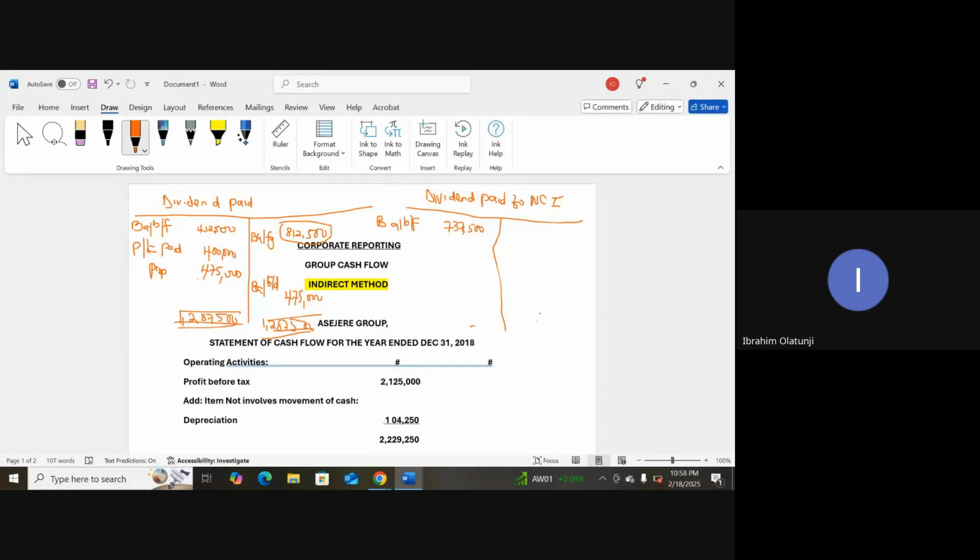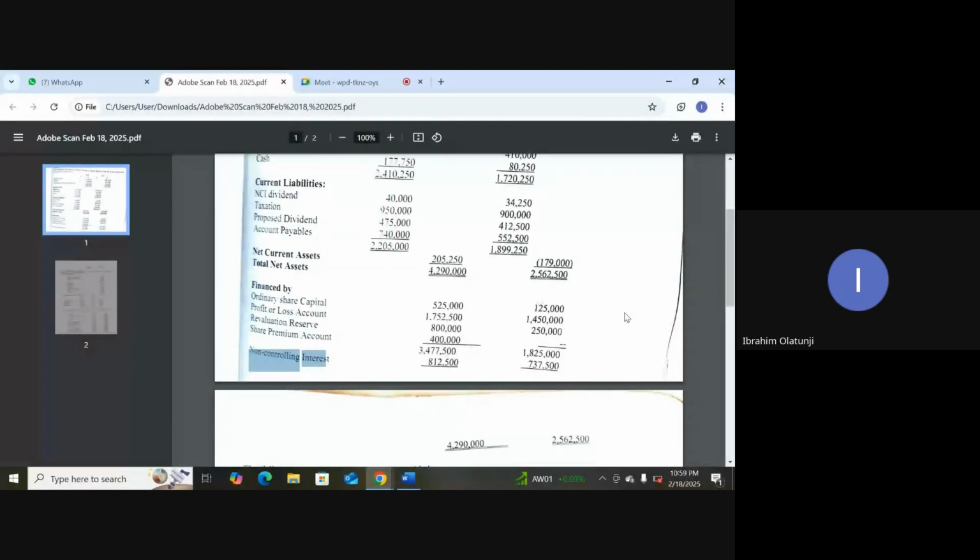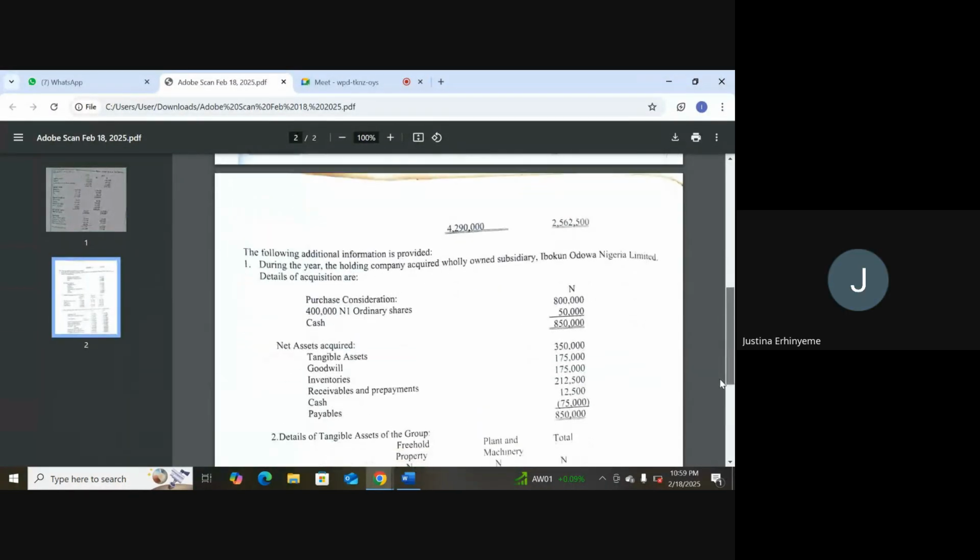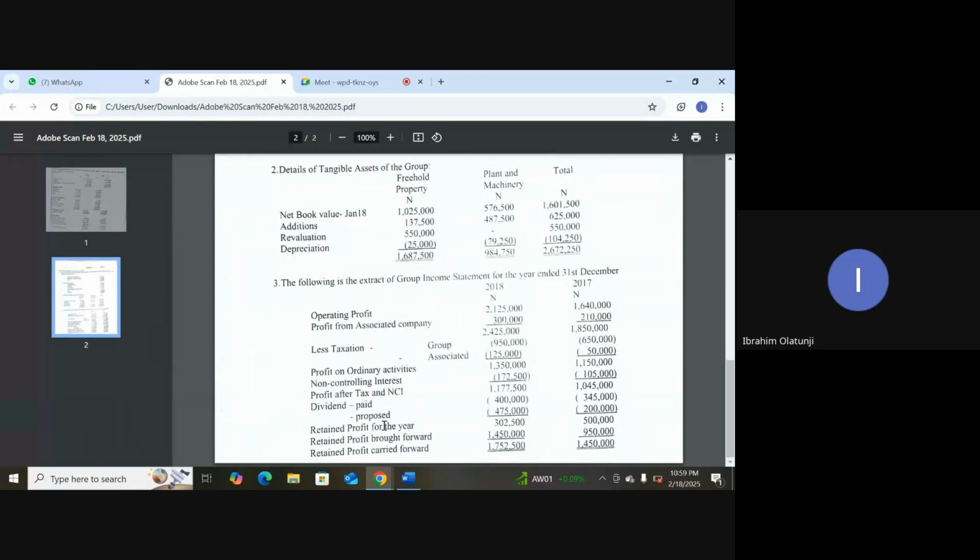Then closing balance is balance carried down. It's 1,812,500. Then you check your NCI in your P&L income statement. You can see non-controlling interest.